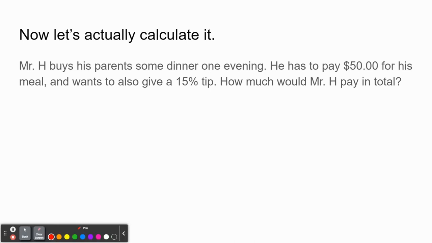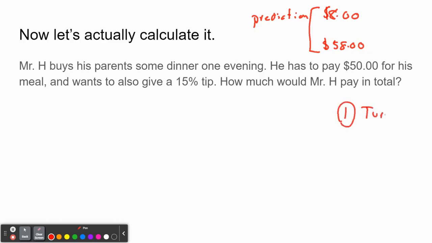So, let's actually calculate this now. In our previous part, we predicted that it was going to be $8. I'm just going to write that up here, just so that we can remember that. Of course, we'd have to add that to the $50, so really our answer in this case would be $58. That's going to be my guess. As for how we actually do this, step 1 is to turn your percent into a decimal. So we would divide this by 100 and we would get 0.15. That's step 1, that's all it is.